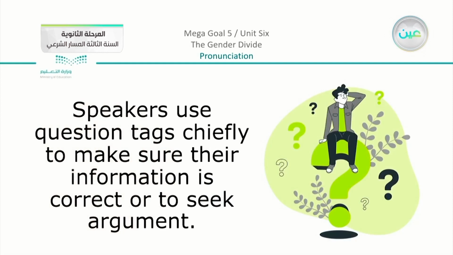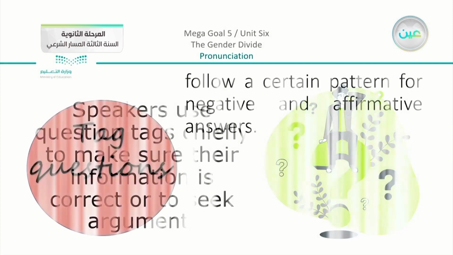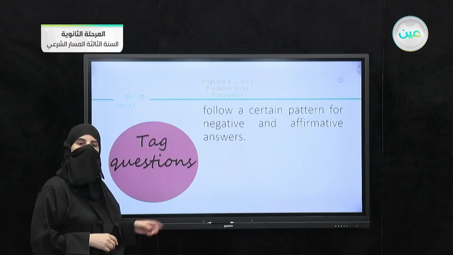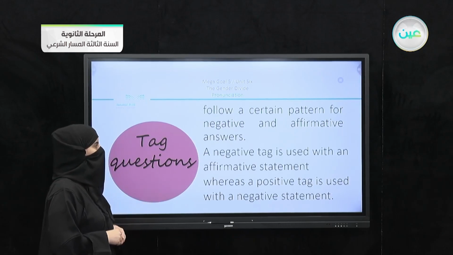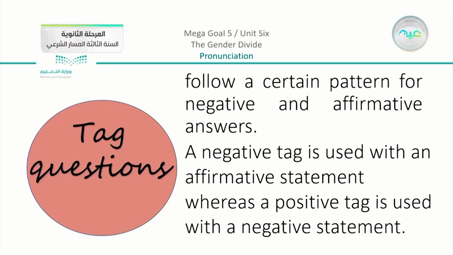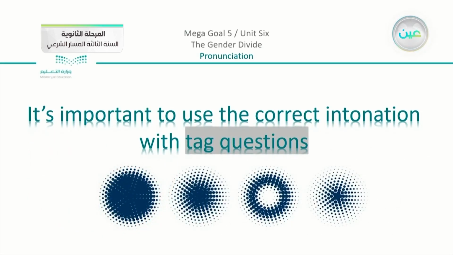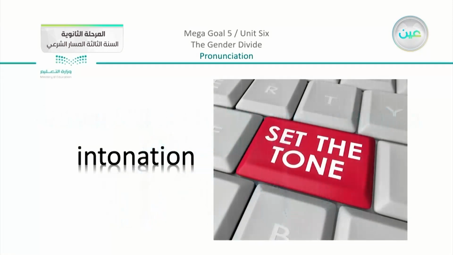Speakers use question tags chiefly to make sure their information is correct or to seek an argument. Now, tag questions follow a certain pattern for negative and affirmative answers. So basically, it depends on the statement that we have here. A negative tag is used with an affirmative statement, whereas a positive tag is used with a negative statement. It's important to use the correct intonation with tag questions, so we are going to focus on intonation. We are going to set the tone of our speaking.